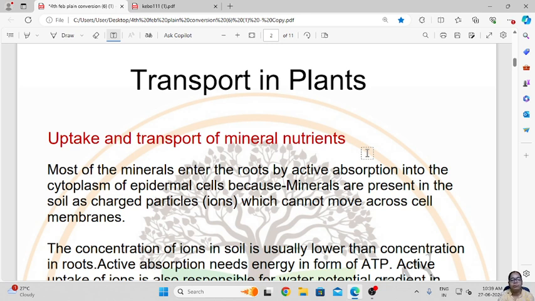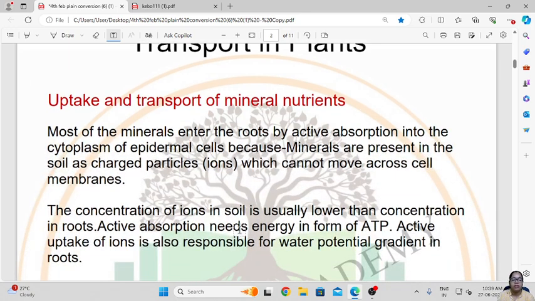So the uptake and transport of mineral nutrients, how it happens in plants, we will study in today's video. So most of the minerals enter the roots by active absorption into the cytoplasm of the epidermal cells, because minerals are present in the soil as charged particles, that is they are present as ions which cannot move across the cell membrane. So hence they are getting mixed in water, and then through the water they are transported through active absorption by the cytoplasm. Then the concentration of ions in the soil is usually lower than the concentration in the root.